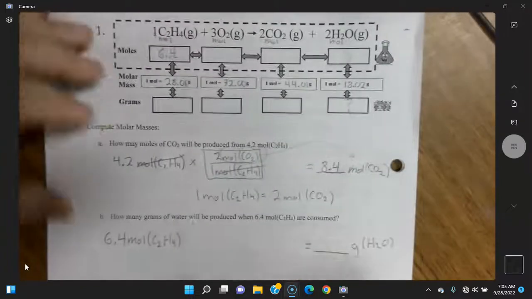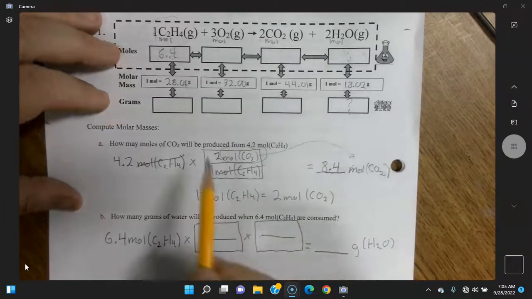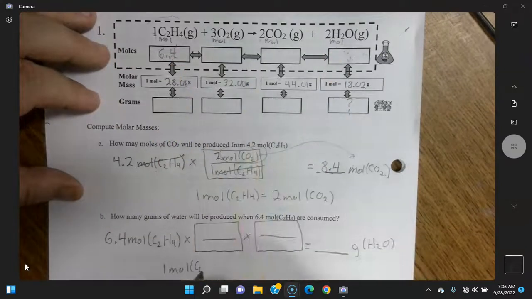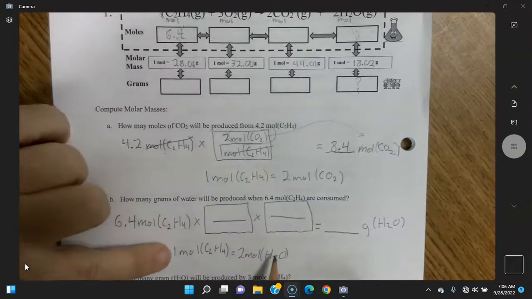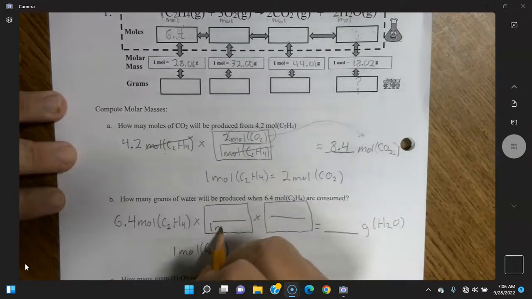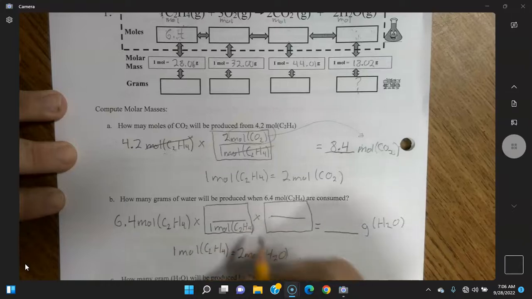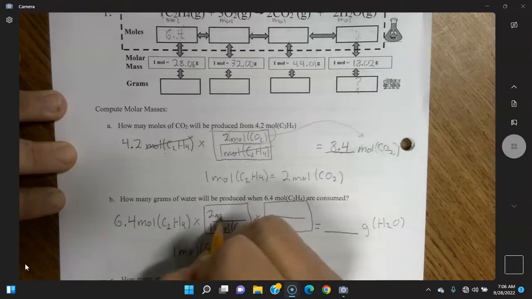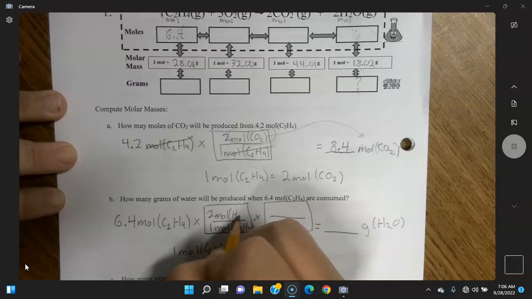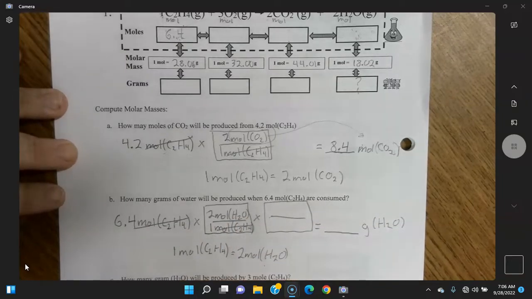Okay? So let's go ahead, and I need 2 conversions. So I'm going to draw 2 boxes. And I'm going to write the 2 equivalencies that I just said, this to this. So which one goes on top, which one goes on bottom? We need this to cancel out. So this one goes on the bottom. The other one goes on the top. Moles of C2H4 cancels with moles of C2H4.